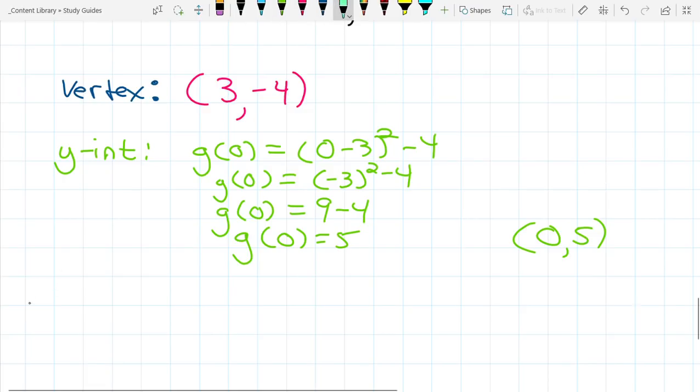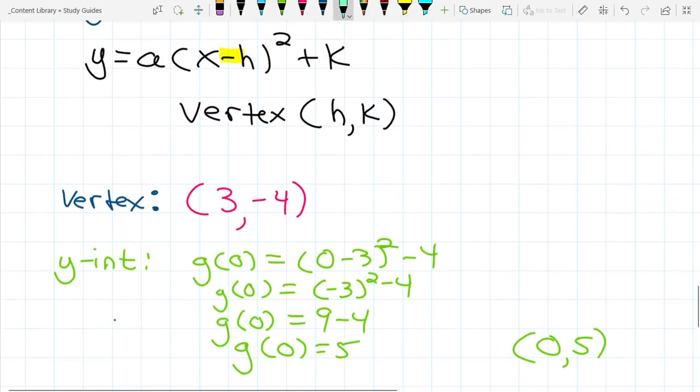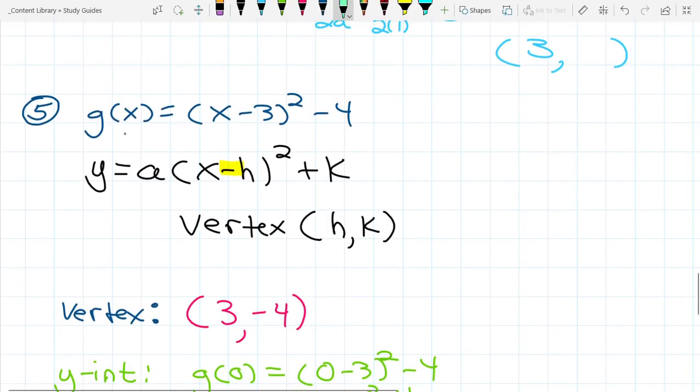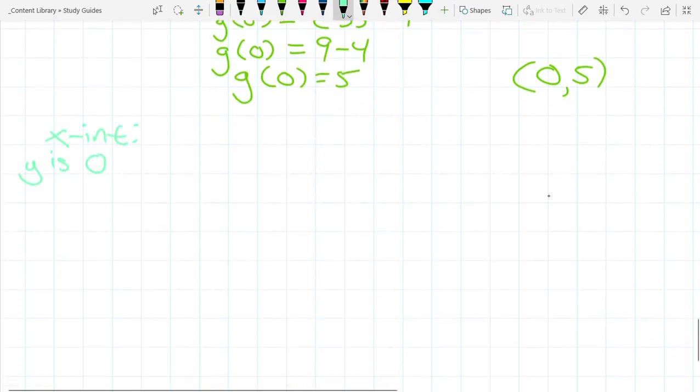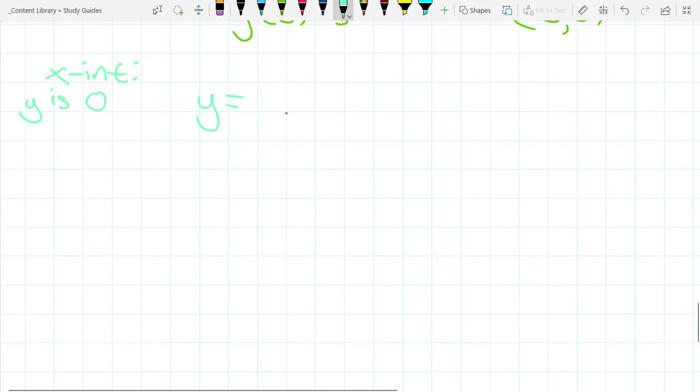Then we are told to find the x-intercepts. Well, for the x-intercepts, we know that the y is 0. And this is where people get confused. They go, well, there's no y in the problem. Well, remember, g of x is the exact same thing as a y. This is just called function notation, but it really is just a big fancy y. So if you want to rewrite it as y equals (x minus 3) squared minus 4, if that's more helpful to you, then do that.